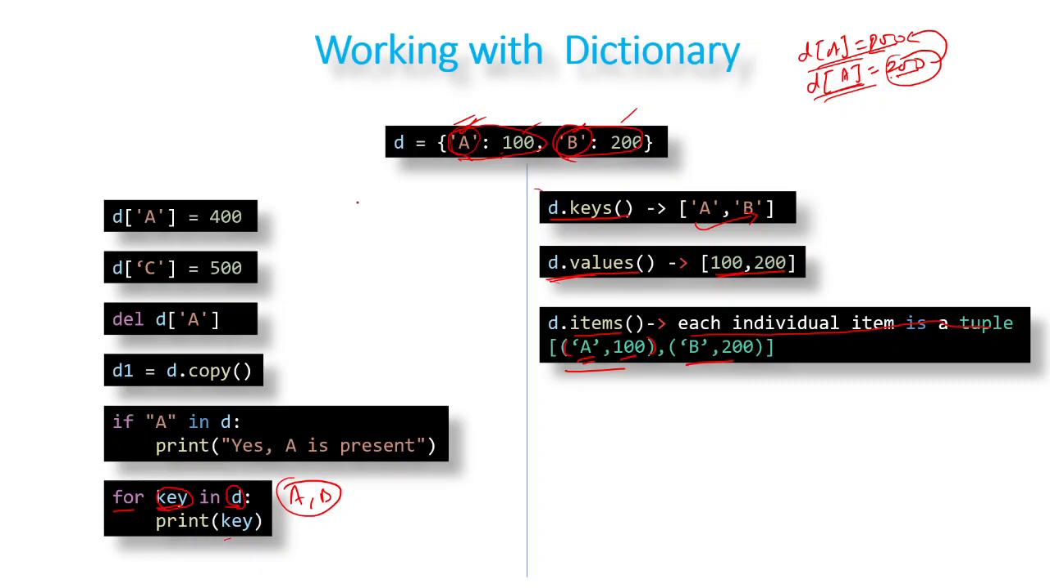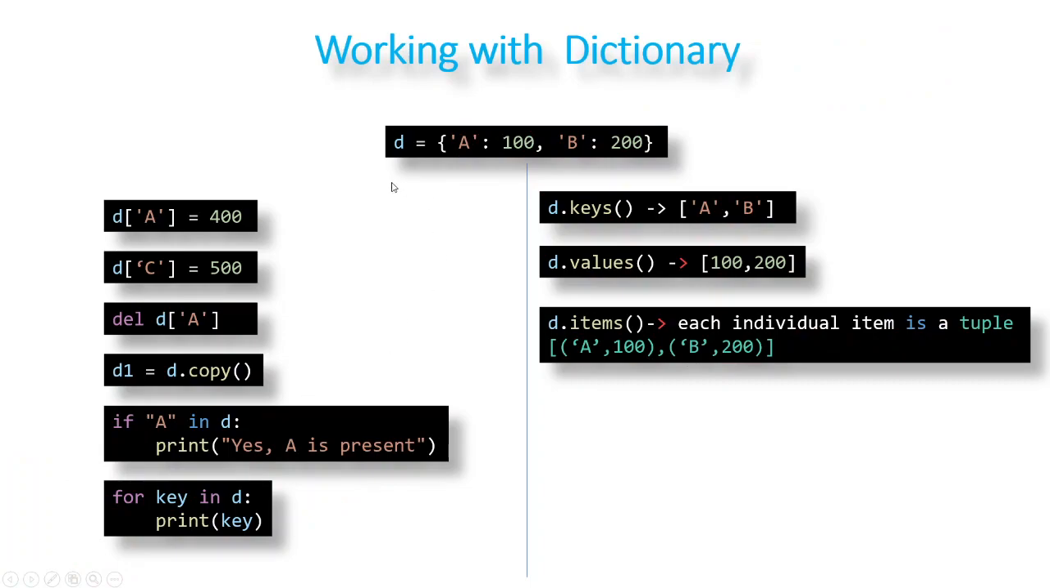In the list, we have seen this concept of list comprehension. So if you don't know list comprehension, I'll recommend you to go and watch that list video. So what is list comprehension? It is a very powerful way to create a list in a single line. So similarly, there's also dictionary comprehension. Okay.